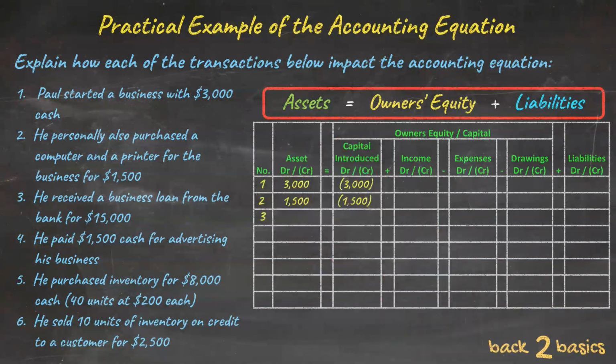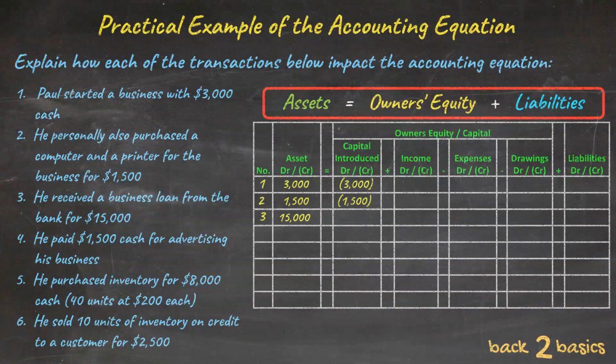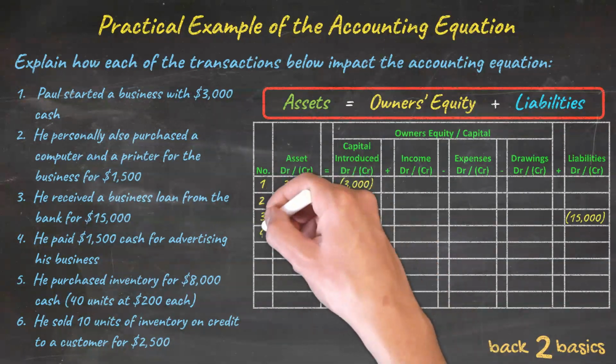Number 3, he received a business loan from the bank for $15,000. So here, the business received $15,000 cash, which is an asset, and it increases with a debit value of $15,000. But at the same time, this is now a loan from the bank, in other words, a liability to the company, which will have to be repaid. So liabilities increase with a credit value of $15,000.